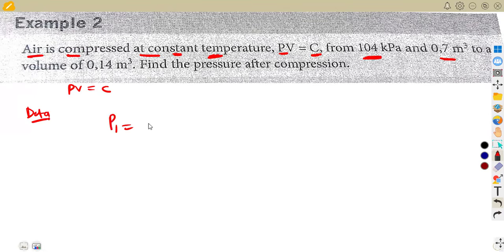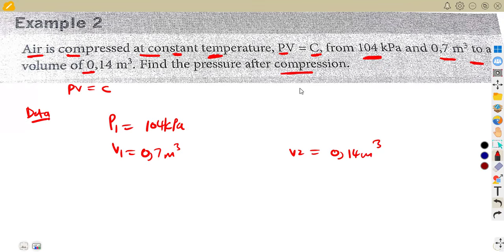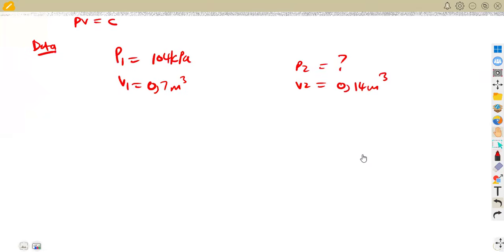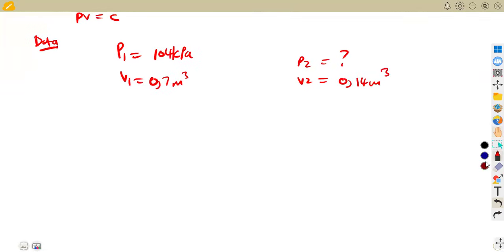So from the pressure of 104 kilopascal and a volume there of 0,7 cubic meters, from 1 to another one, the second part, which is our volume, V2, is 0.14 cubic meters. Find the pressure after compression. What is going to be our P2? All right, so that's it. So we know that this P2 is going to increase. Remember, it's a compression, but still we have got the same thing at constant temperature.